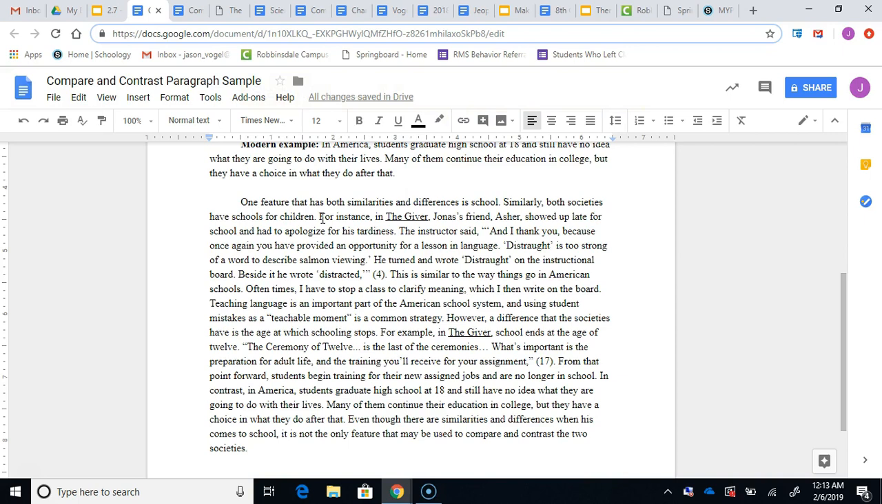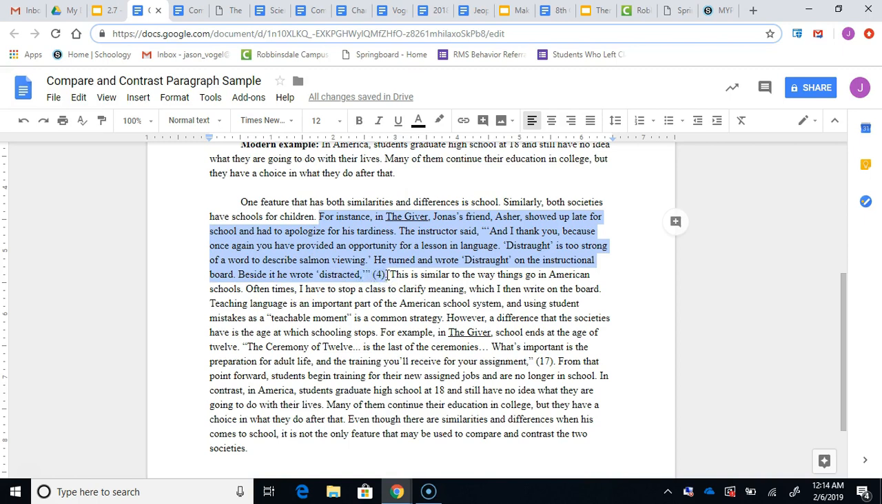For instance, in The Giver, Jonas's friend Asher showed up late to school and had to apologize for his tardiness. The instructor said, "And I thank you because once again you have provided an opportunity for a lesson in language. Distraught is too strong of a word to describe salmon viewing." He turned and wrote distraught on the instructional board. Beside it, he wrote distracted 4.